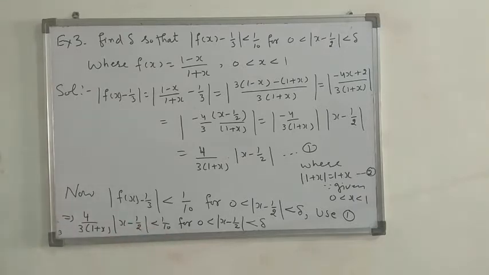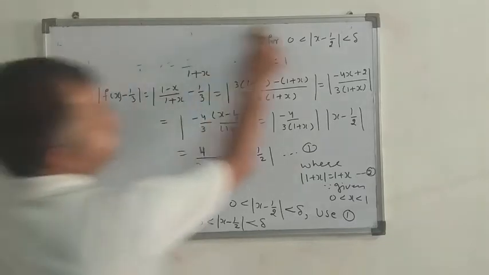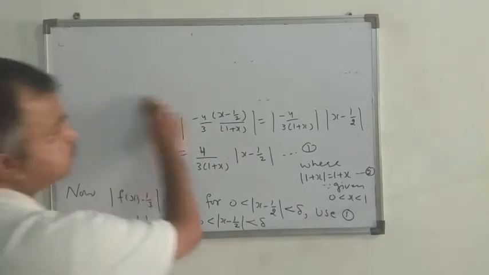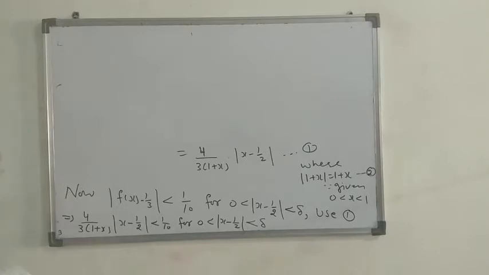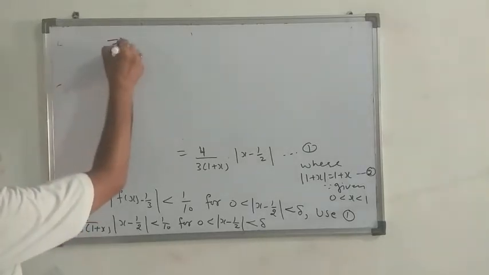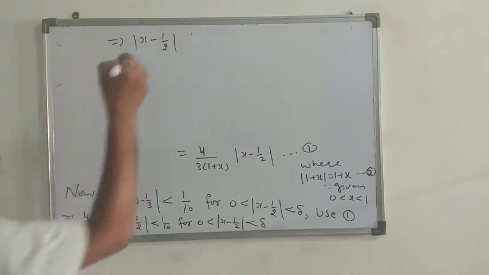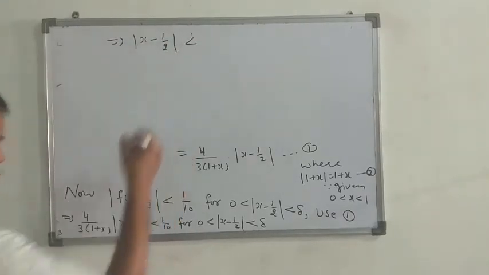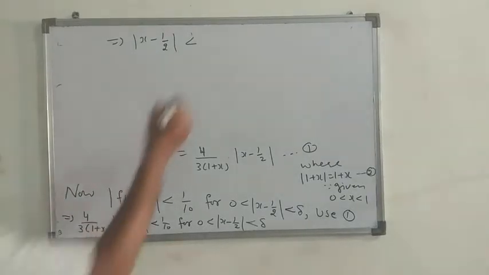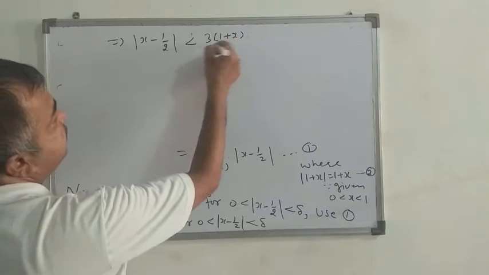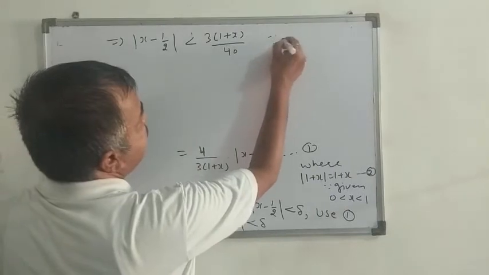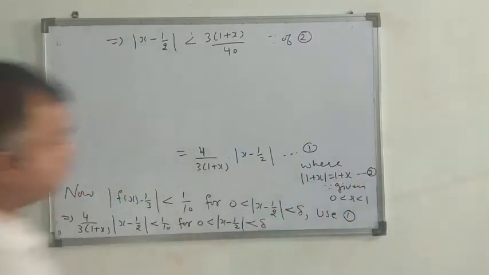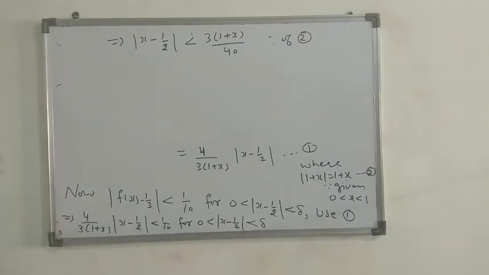So in the next step it will be |x - 1/2| less than 3(1 + x) over 40, because of 2, because 1 plus x, the mod is positive. Now if I take delta equal to, now let us see what is happening here.